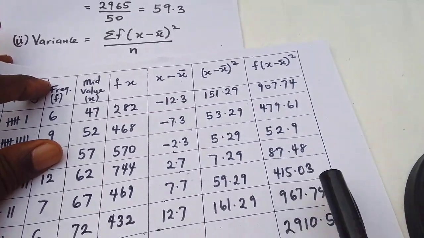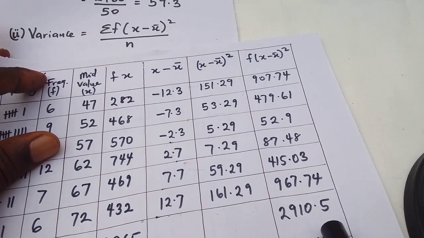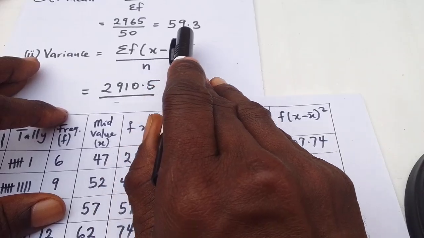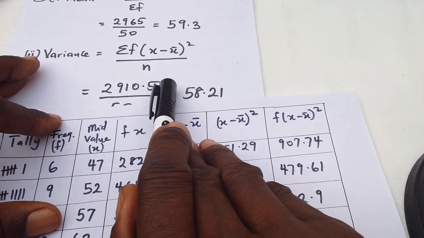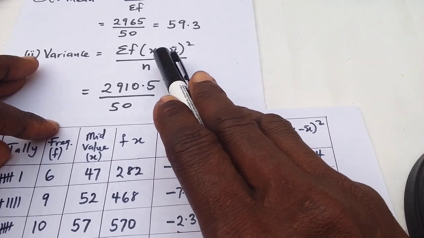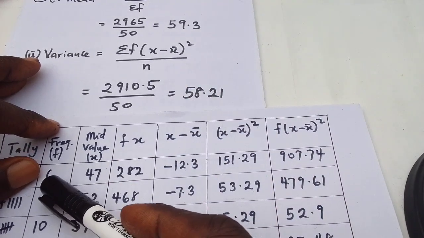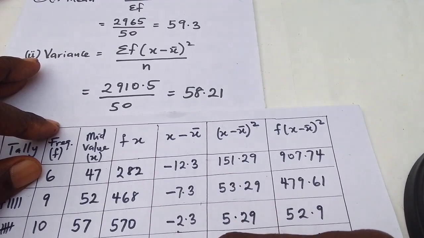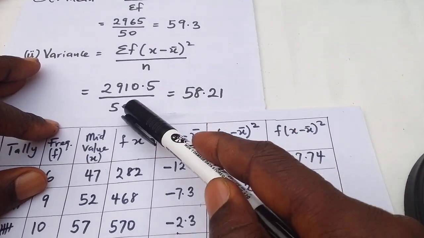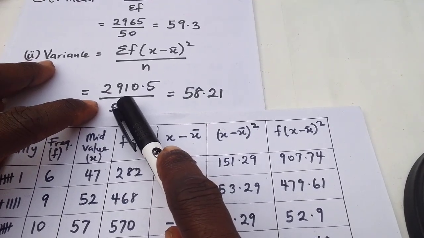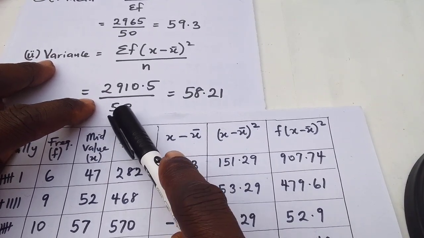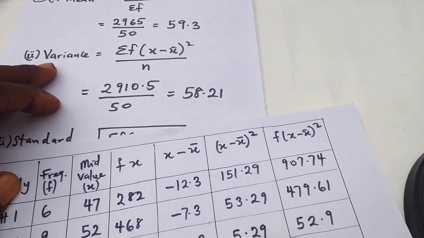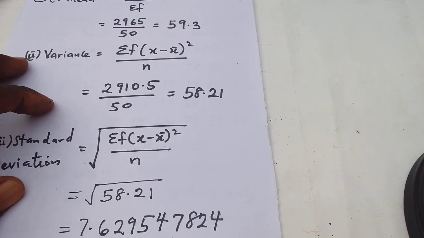So we've been able to add everything here to be 2910.5. So that is what we are going to substitute for summation f (x minus the mean) square, 2910.5. Then divided by n. That means n represents summation f, the addition of all the frequencies. When you add the frequency here together, it gives us 50. So we have 2910.5 divided by 50. When you divide this by 50, it will give you 58.21. So that's the variance.